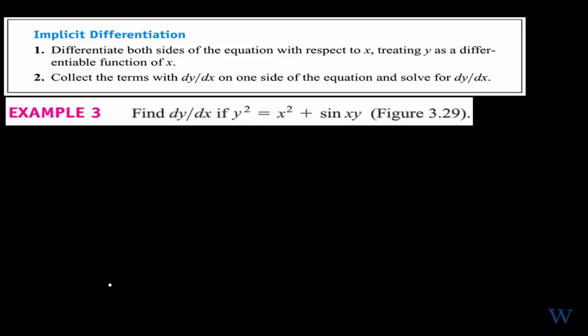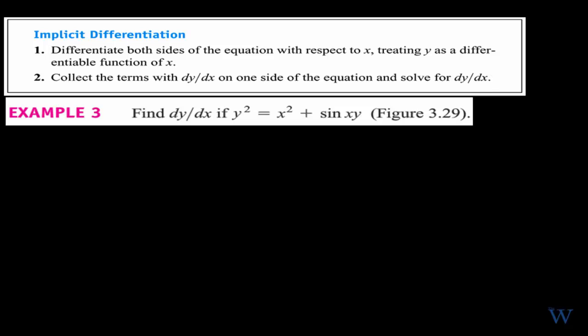Alright, so how do we do implicit differentiation from the 2 examples? Okay, first step, differentiate both sides of the equation with respect to x, treating y as a differentiable function of x. That's why every time we encounter y, after we differentiate y, we always multiply by y prime because it's a function of x. We apply chain rule. And then we collect all the terms that have y prime or dy by dx on one side of the equation, and then solve for dy by dx.